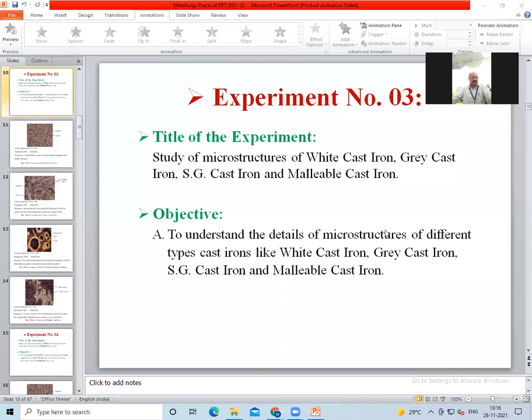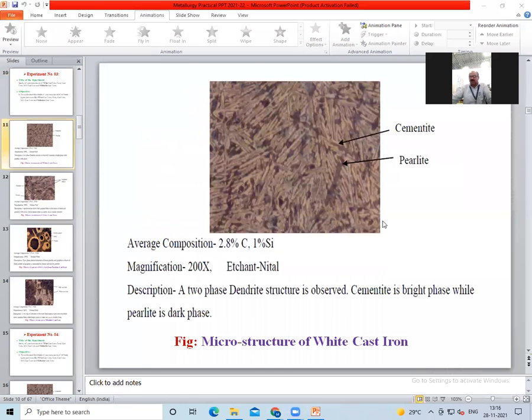Because your mechanical properties depend on these microstructures, and mechanical property leads to quality and reliability of the product. Quality and reliability of the product depend upon mechanical property, and mechanical property depends upon the microstructure. So initially we need to study the microstructures.